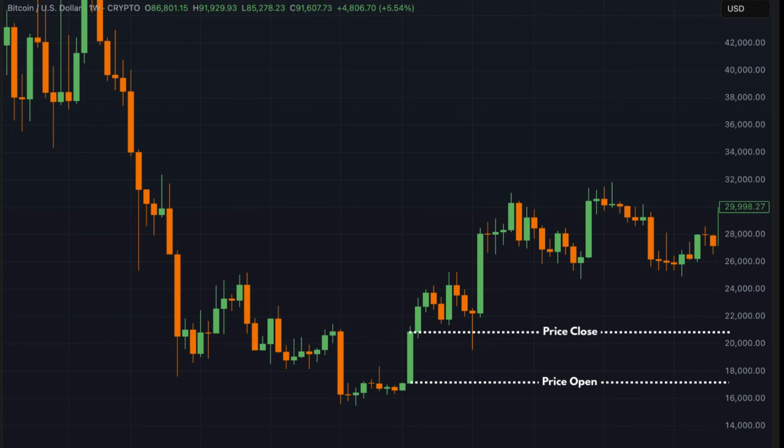So as you can see, these candles don't just tell us what the price did, they show us how the market reacted at different price levels as well.